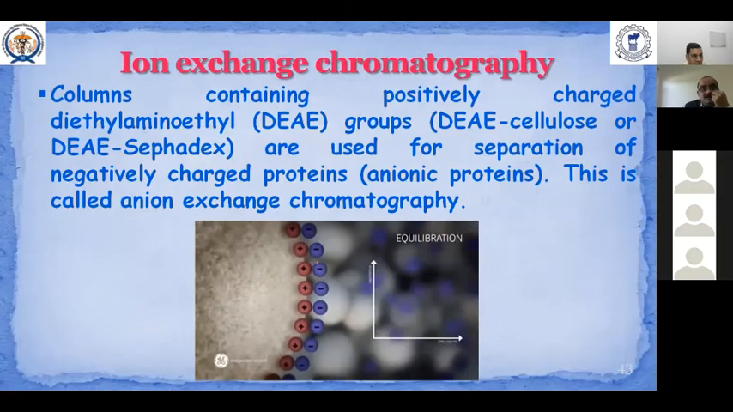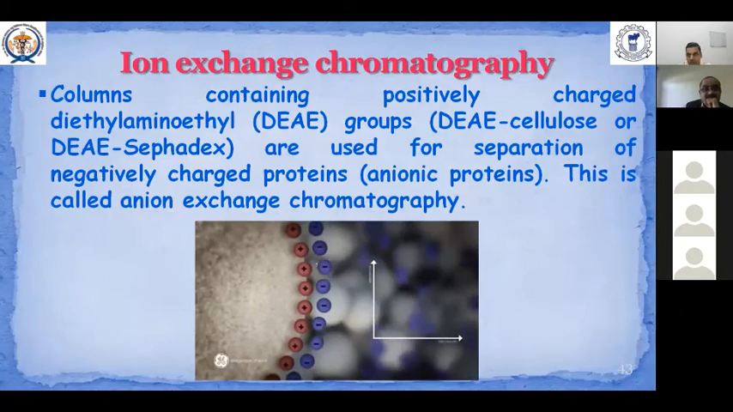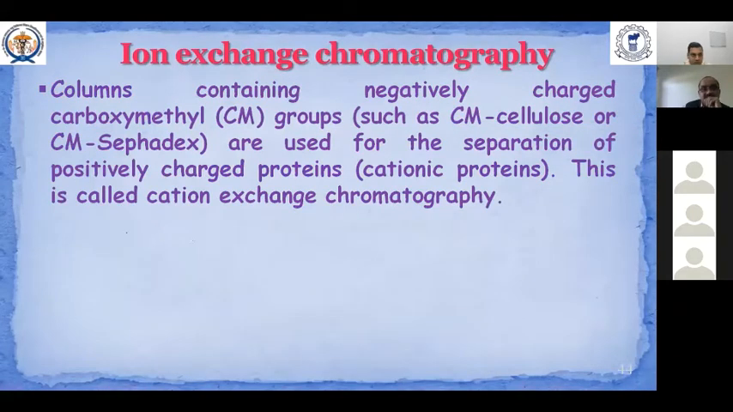So columns containing positively charged diethyl amino groups, for example DEAE cellulose or DEAE Sephadex, are used for separation of negatively charged proteins, that is anionic proteins, and that is called anion exchange chromatography. Likewise, columns containing negatively charged carboxymethyl groups such as CM cellulose or CM Sephadex are used for separation of positively charged proteins called cationic proteins, and this is called cation exchange chromatography.